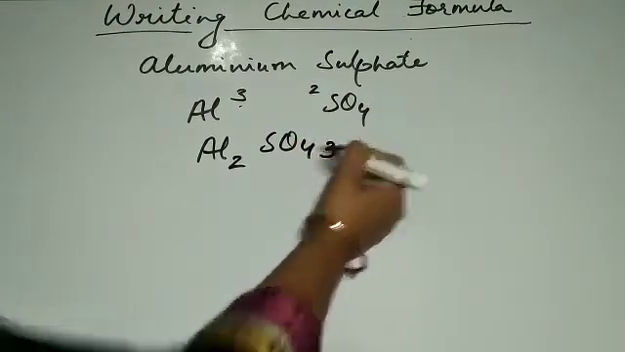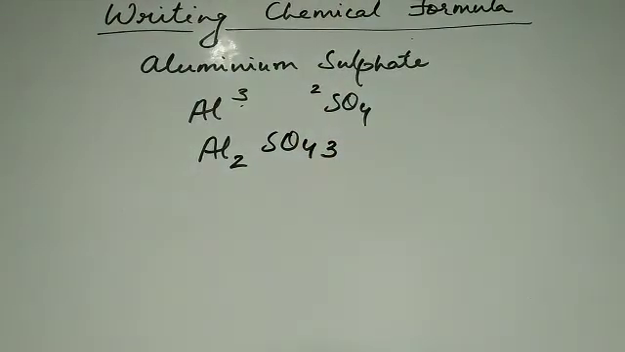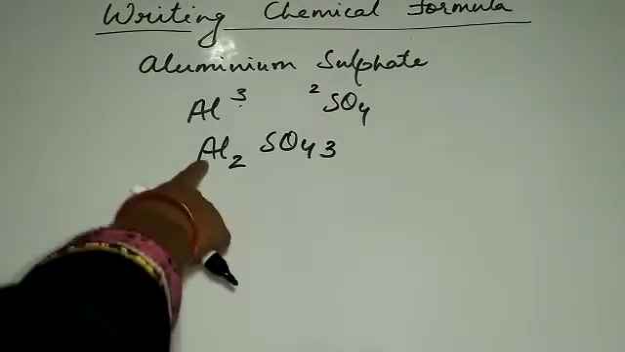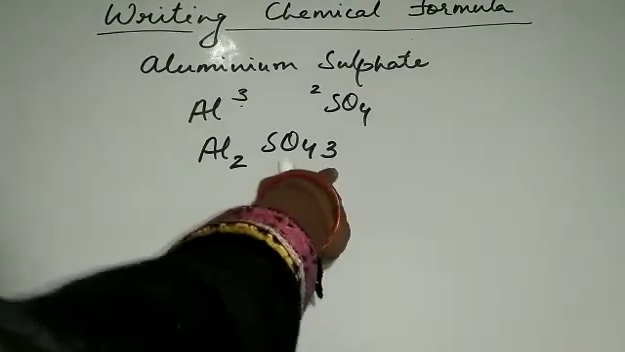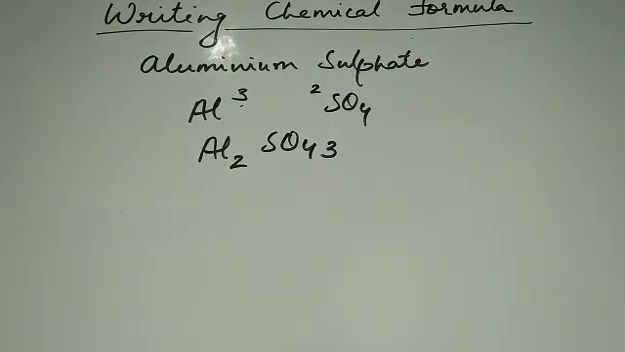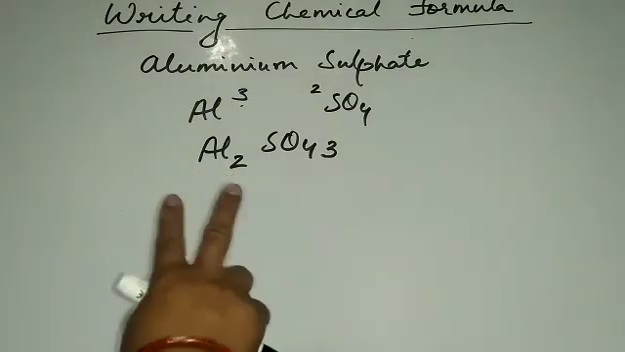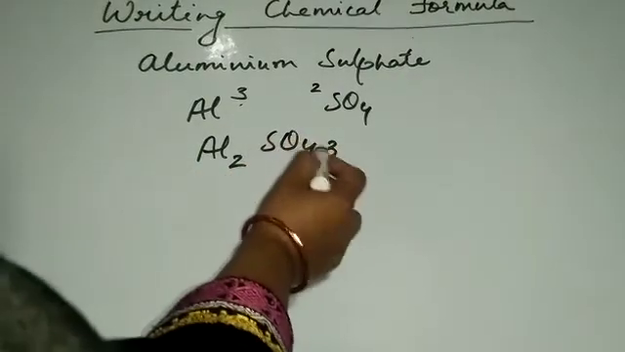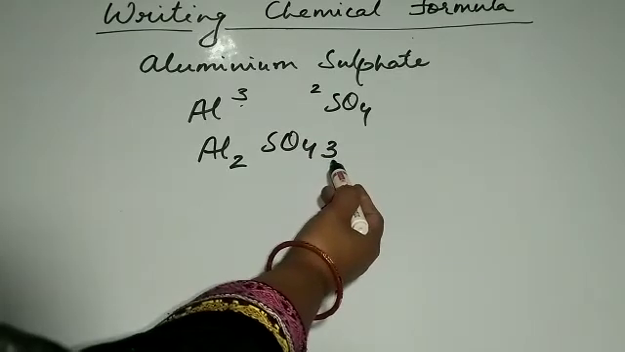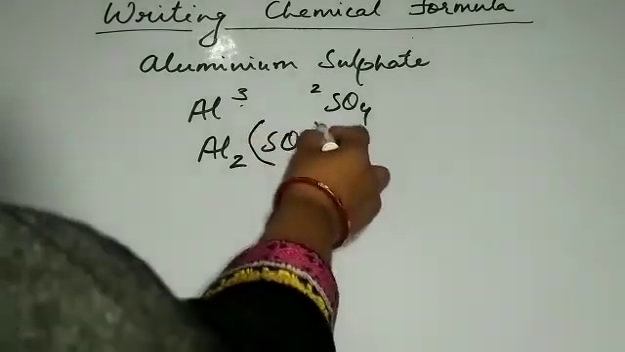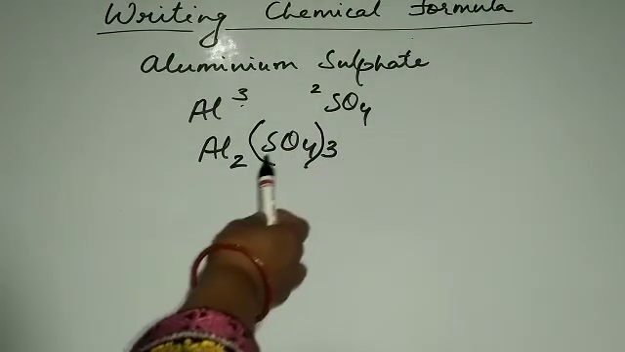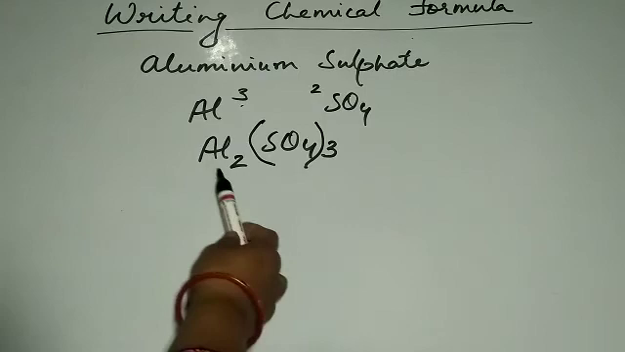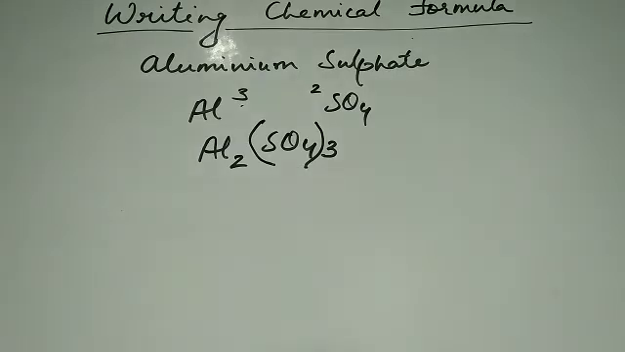SO4, 3. If you leave it like this, your formula becomes wrong, because now it means aluminium 2 atoms, sulfur 1 atom, and oxygen 4 into 3 atoms, which is not the case. SO4 is a radical, it cannot be separated. So whenever there is a valency that we bring down over here, the radical has to be put inside a bracket. So your formula is going to be Al2(SO4) whole thrice, not Al2SO43.